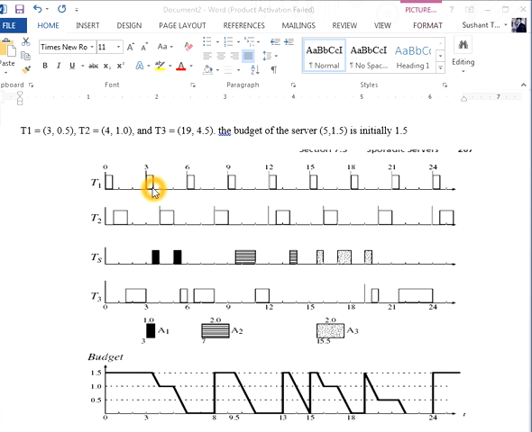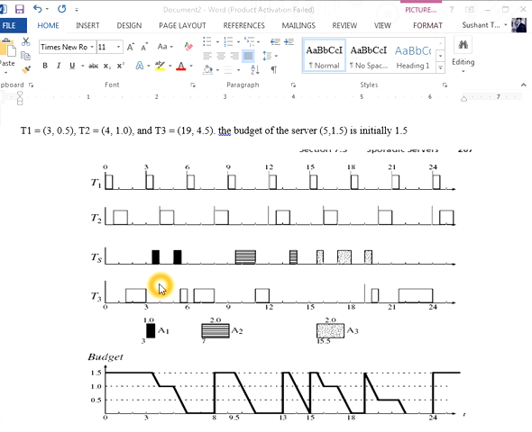There is a slack time between 3 and 3.5 and 4. So we execute A1 at that slack time for 0.5 units of time, as T2 executes at time 4 to 5. After 5 again T1 will execute. Not T1, A1 will execute.